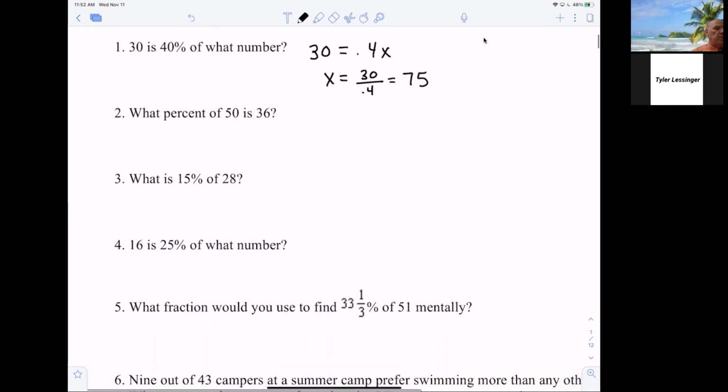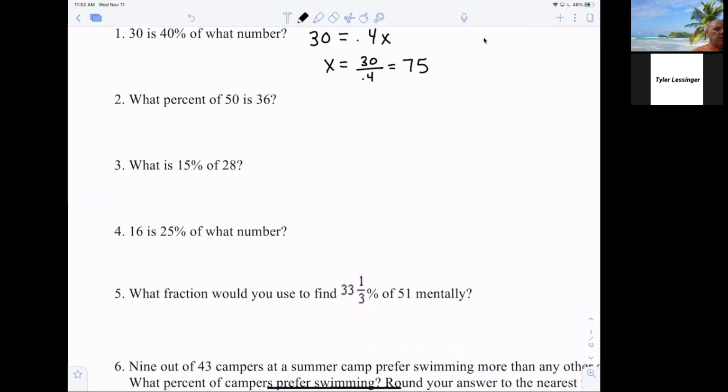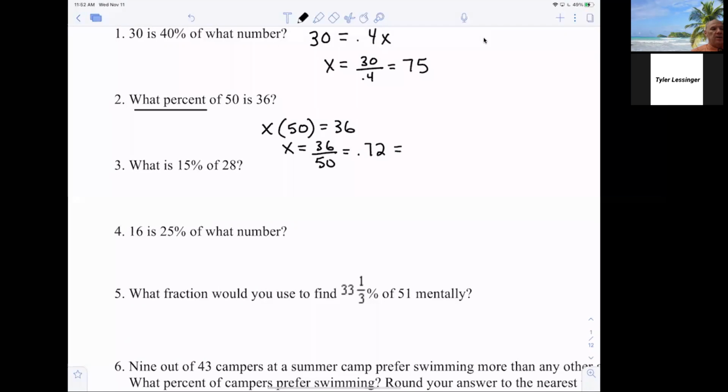Now let's knock out number two. What percent, that's our question, x times 50 equals 36. So now when I divide, I get 36 divided by 50. I get 0.72, which is the same as 72%. Because they're asking about a percentage, we convert the decimal to a percent. Remember, you can stop me if you're not sure about something.